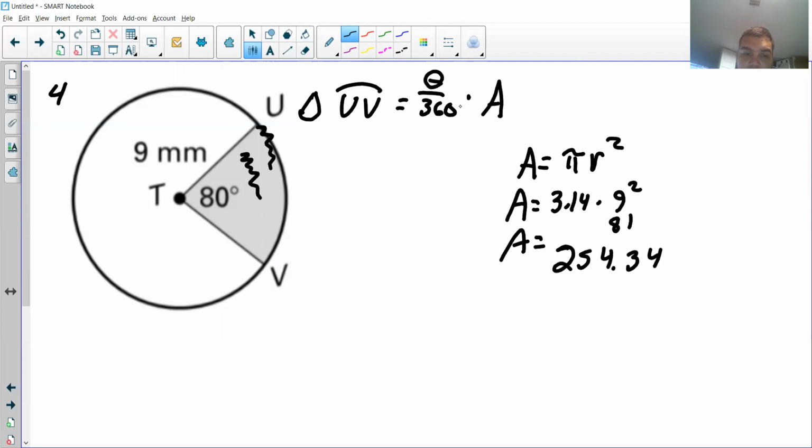So we got the area. And we already got the theta here, which is 80. So UV is going to equal 80 over 360 times the area, which is 254.34. We're going to slap that into the calculator. Times 80 divided by 360. And that is going to equal 56.52.